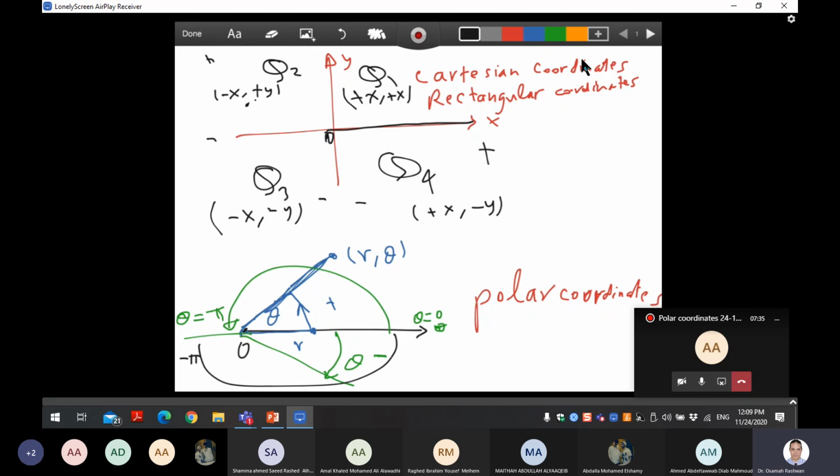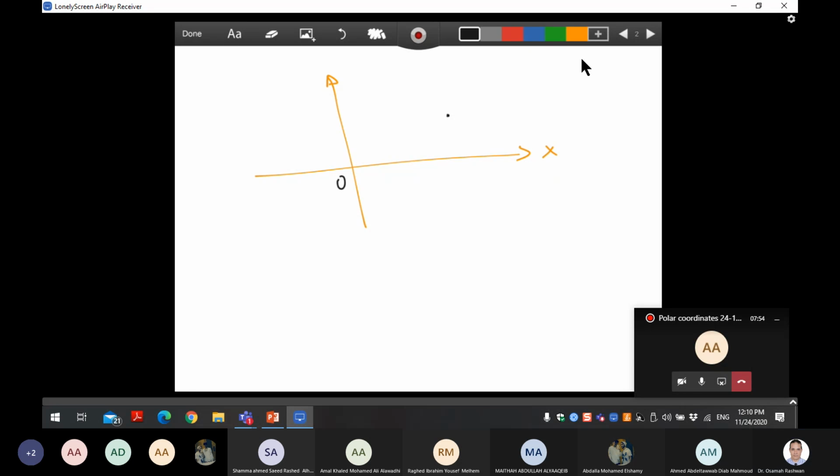Okay. There is a link between the polar coordinates and the Cartesian coordinates. What is this link? As I said, the x-axis is exactly like the polar axis, right? So if I have a point here, and this point has Cartesian coordinates a and b, so x is a and y is b. If I would like to have it in terms of r and theta, this is a position vector, so this will be theta.